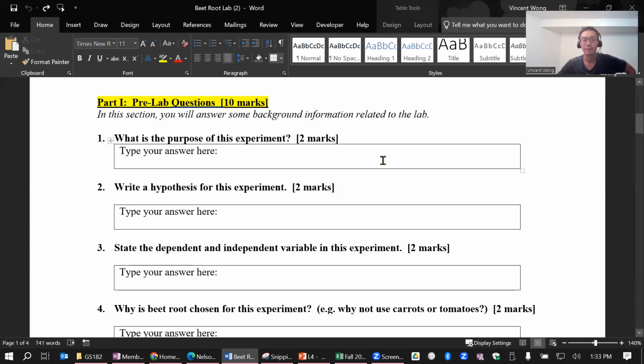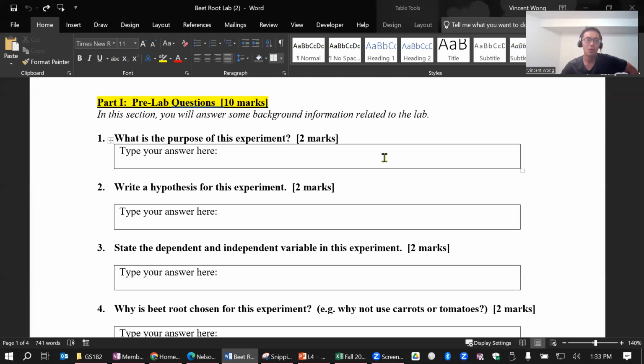Excuse me, sir. What if this is the way I put it for my own question one? I said to investigate the effect of temperatures on permeability of the cell surface membrane of beetroots. Yeah, sounds great. It's essentially what I said, right? That's great. You don't have to say exactly what I said. You can use your own words, but to make it easy, you can just copy what I said. All right, and then I will give you 2 marks.